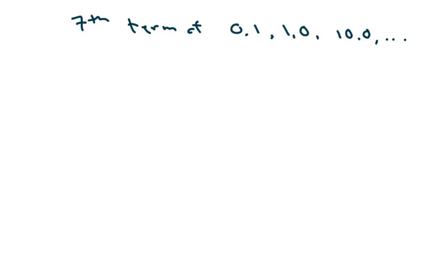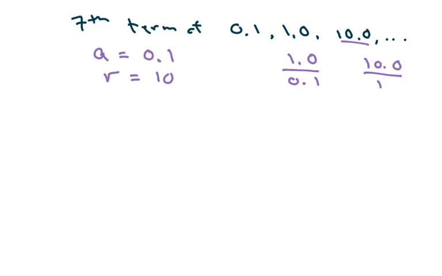And this one, our first term is 0.1. Our common ratio is going to be 10, because you just take 1.0 divided by 0.1, or you could have done 10 divided by 1.0, and you get 10. This one should have been easier. And our n is 7.